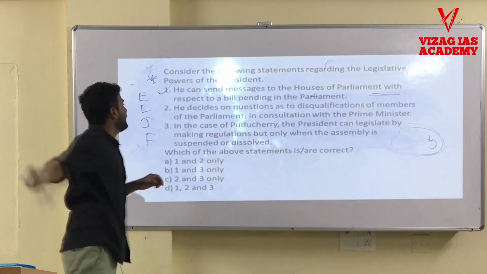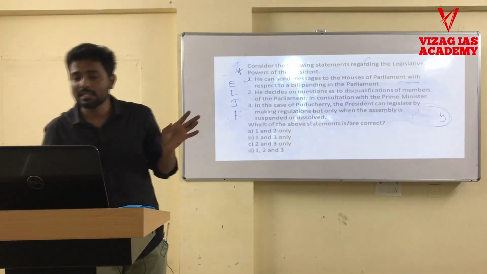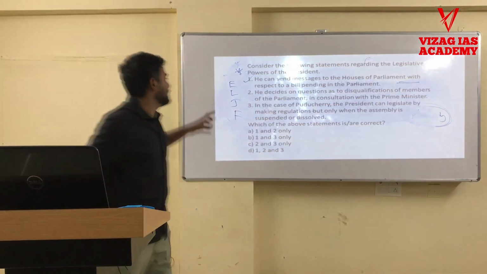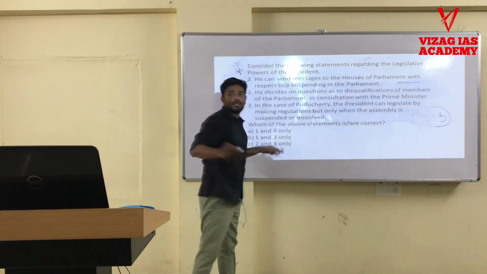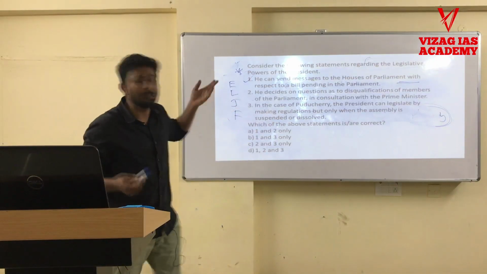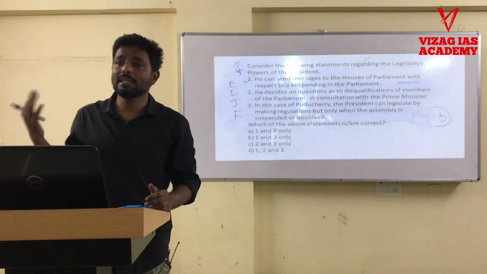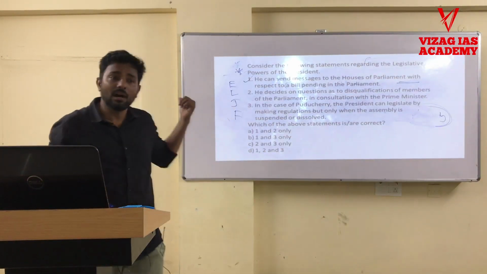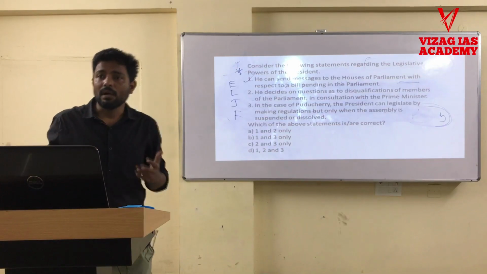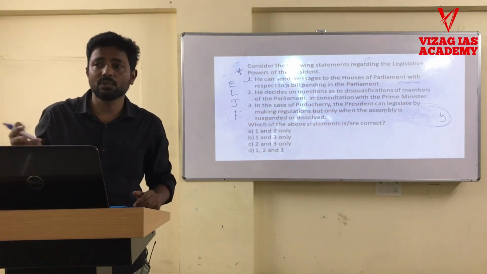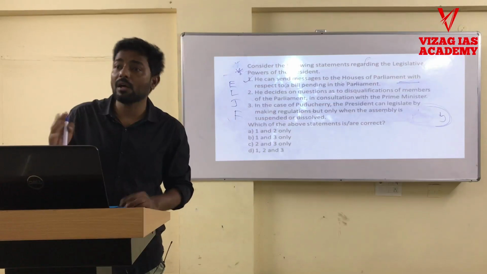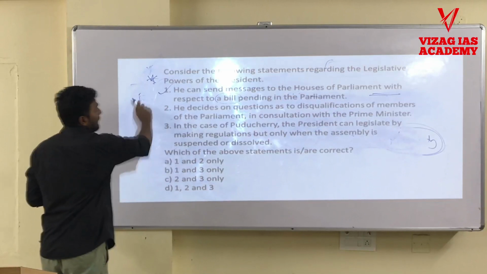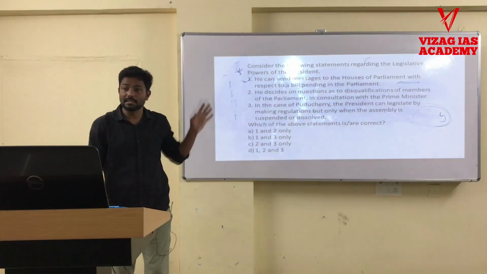So let's see the first point. He can send messages to the houses of parliament with respect to a bill pending in the parliament. Bill means a legislation, so this is related to the legislative powers. If any bill is pending which is in the national interest, and the president wants to expedite the issue, he can send a message to the house to expedite it. So to make the bill pass, or they may reject it, but they cannot postpone it or keep it pending, right? That's why he can send messages.